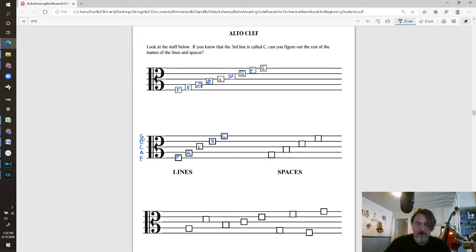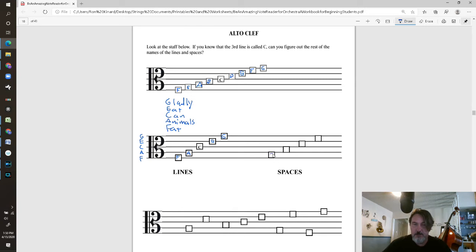But there's a better way, or another way, to remember this if you want. So we use mnemonic devices. A really popular mnemonic device for the lines here in alto clef would be: fat animals can eat gladly. It's a little silly, but maybe you can come up with your own words and make up your own mnemonic device if you want.